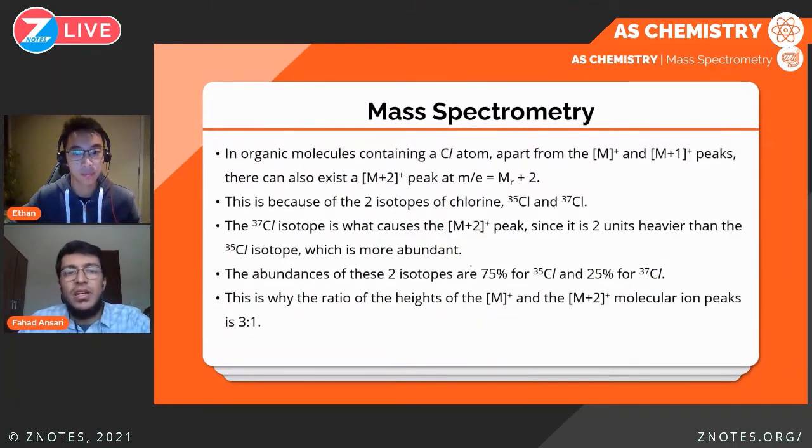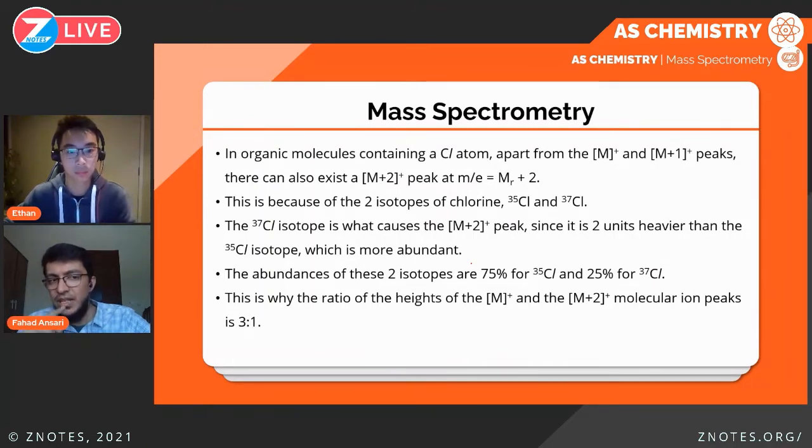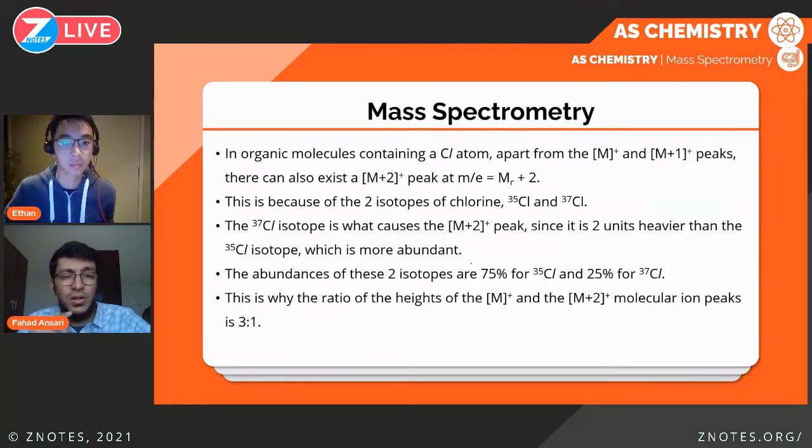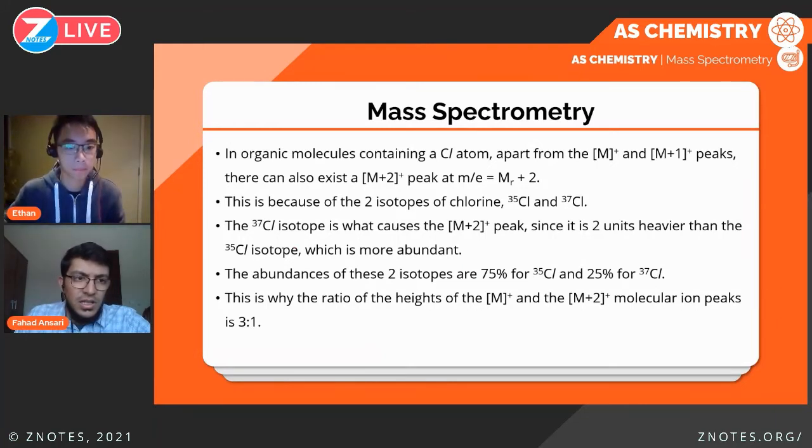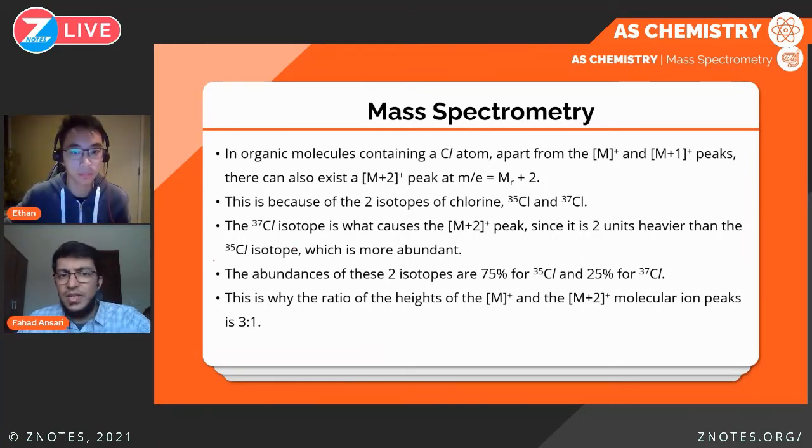Next, an M plus two peak can actually occur more visibly if we have an organic molecule that contains a chlorine atom or a bromine atom. You have studied halogenoalkanes, right? They contain a halogen atom bonded to an alkyl group. So in organic molecules containing a chlorine atom, apart from the M peak and the M plus one peak that we've already seen, there's also the M plus two peak.